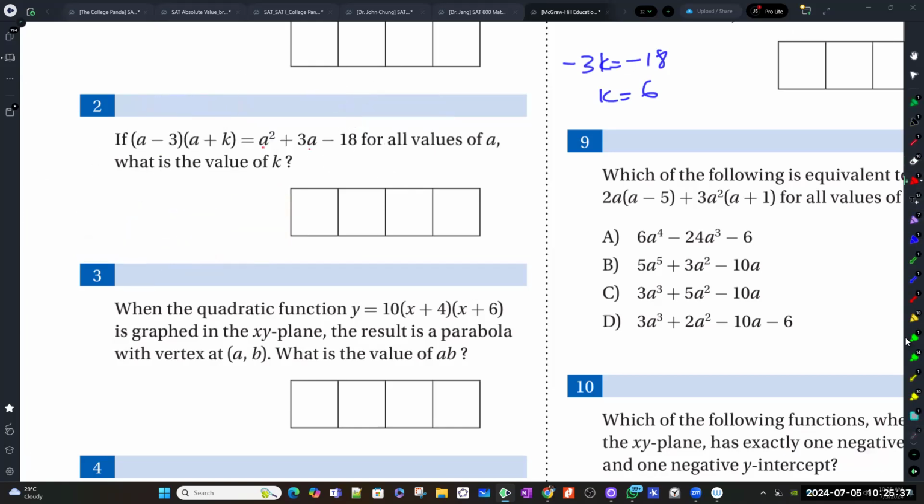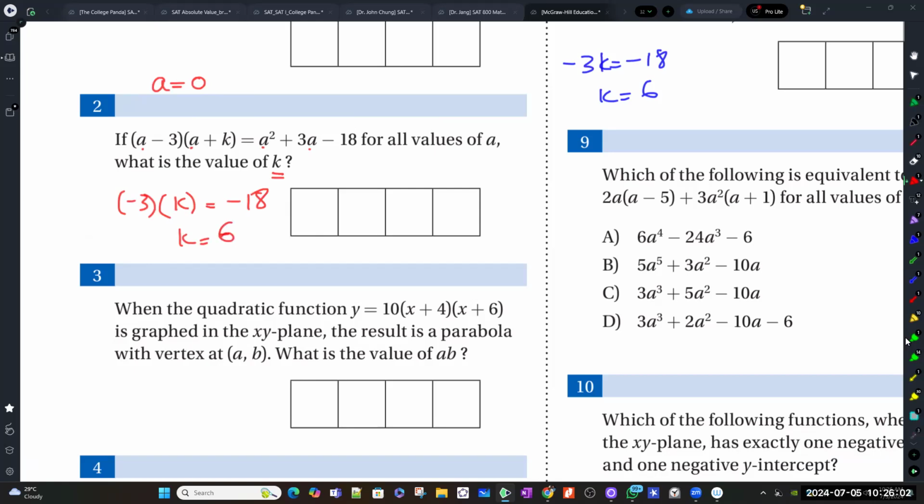A is a variable, and they're asking for k. You can start by assuming a value for a. Can you give me any good value, good number? Right. Okay, I heard 0. So minus 3 times k equals minus 18. K comes out as 6. That's one way of doing it.